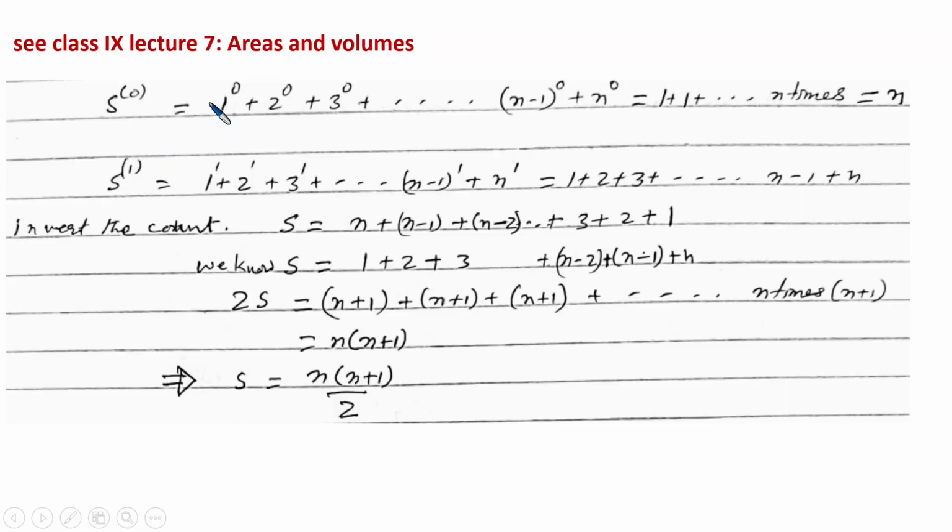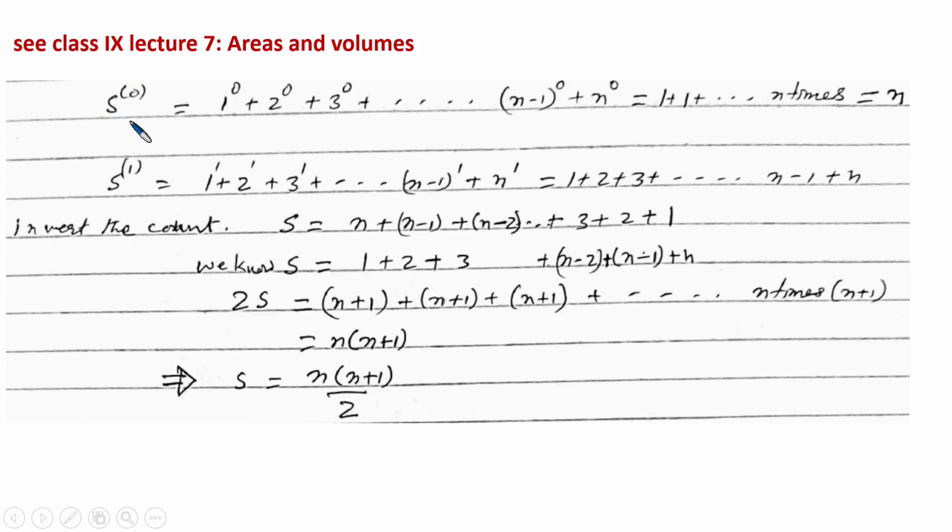Now from here onward, I will request students to go to my class 9 lecture 7 on areas and volumes. This is taken from there, just cut and pasted. So this is a summation. Suppose this is power 0: the summation of the natural numbers 1 plus 2 plus 3 and so on up to n, and if each number is to the power 0, any number to the power 0 is 1. So you have 1 plus 1, n times.